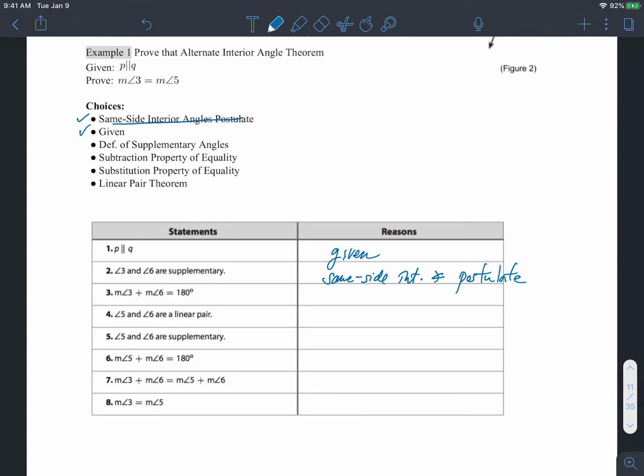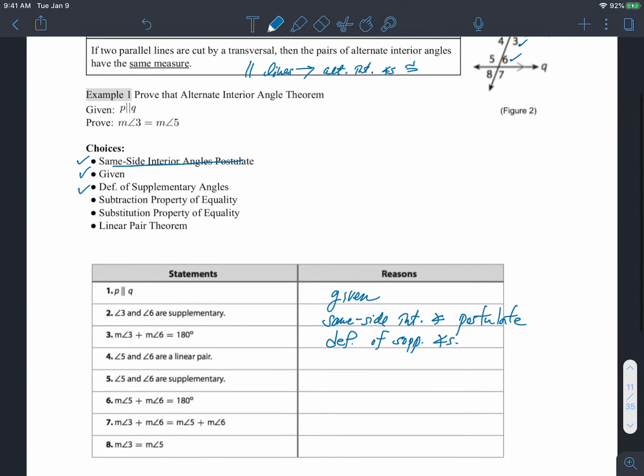Okay, check. But they're equal to 180. Hold on a second. Isn't anything that's supplementary 180 degrees? Oh, okay. That must be the definition of supplementary angles. So you write down definition of supplementary angles. 5 and 6 are linear pairs. Are they? Yeah. According to linear pair theorem, right? They're adjacent angles whose non-adjacent sides form a line.